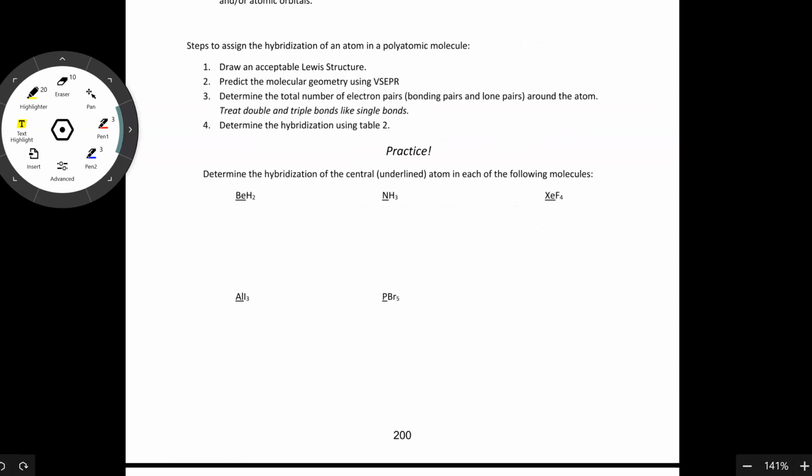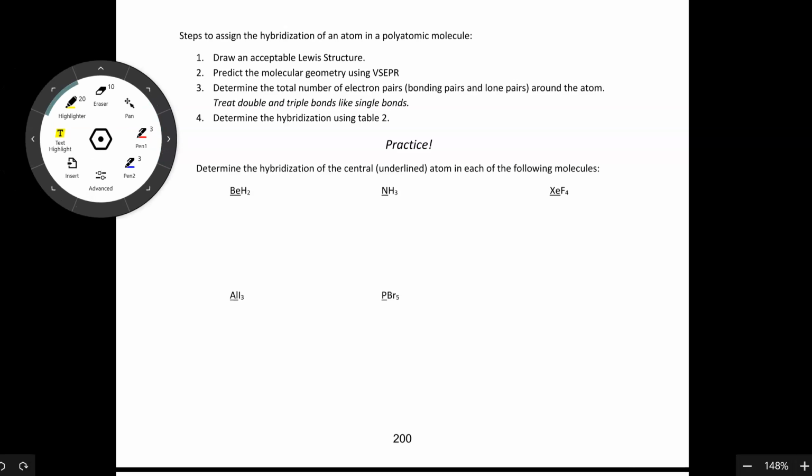I'm going to look at the bottom of page 200, and I'm following these steps here to assign hybridization to any central atom in a polyatomic molecule. You'll notice we're following these repetitive steps. First I need a Lewis structure, then I need molecular geometry, and then I'm going to use that table, table 2, to say what the hybridization is. I think you guys are going to find this fairly straightforward. I'm just going to do one example here, and I'm going to leave the other ones for you to work on and check your answers. The one that I want to look at is ammonia, NH3.